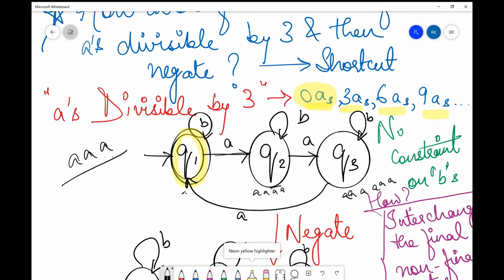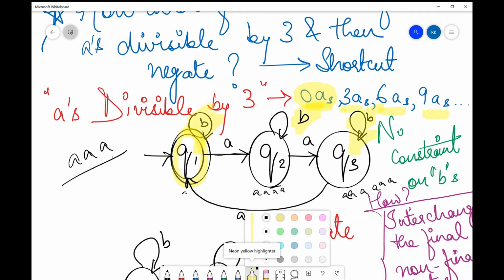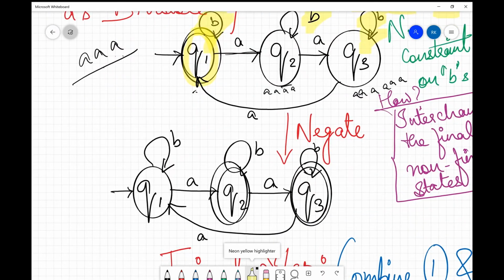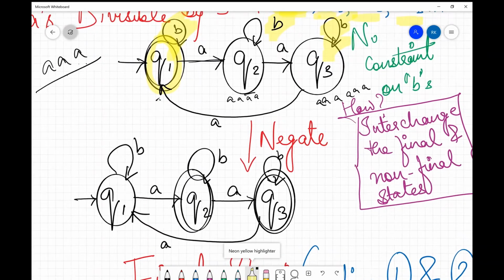Now again, there was no constraint on B, so we have inserted self loops for B over here. Okay, now we move on to the next part. Next part was what? I had to negate this.